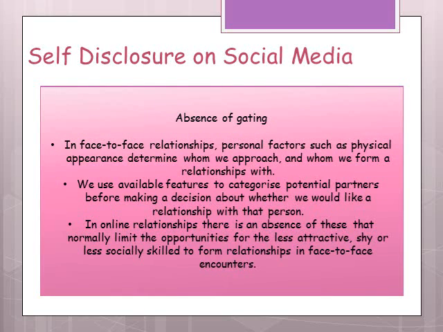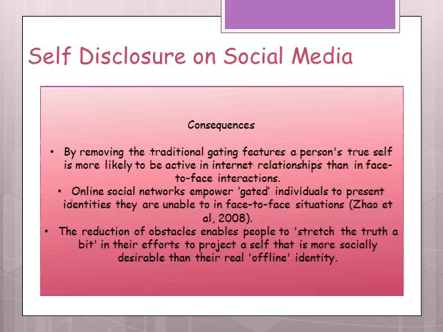Also, absence of gating can have an impact on why we might disclose on the internet. In face-to-face relationships, personal factors such as physical appearance determine who we will approach and who we form relationships with. Think of the matching hypothesis. We use available features to categorise potential partners before making a decision about whether we would like to have a relationship with that person. However, in online relationships, there's an absence of those features that would normally limit the opportunities of less attractive, shy, or less socially skilled people to form a relationship with face-to-face encounters.